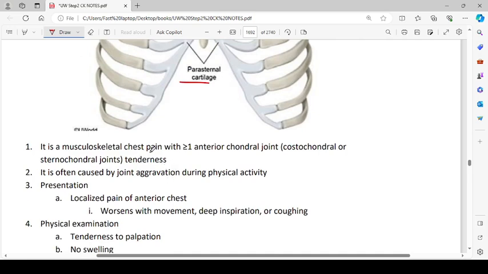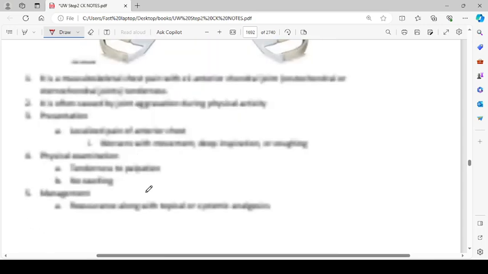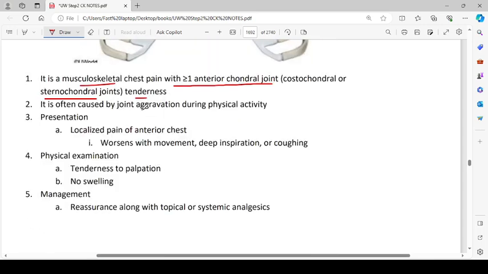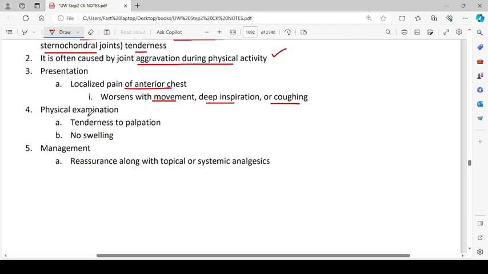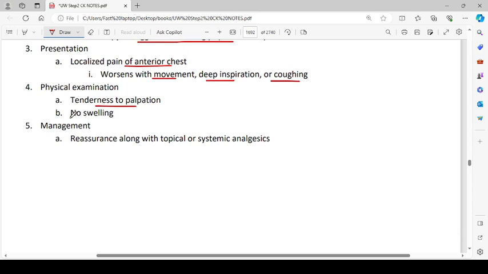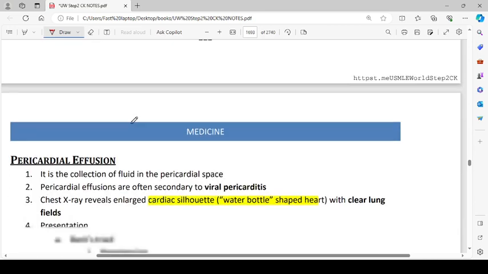Musculoskeletal chest pain is a pain with costochondral or sternochondral joint tenderness at more than one location. It is often caused by joint aggravation during physical activity. Presentation is localized pain of the anterior chest. It worsens with movement, deep inspiration, or coughing. Physical examination shows tenderness to palpation and no swelling. Management is reassurance along with topical or systemic analgesics.